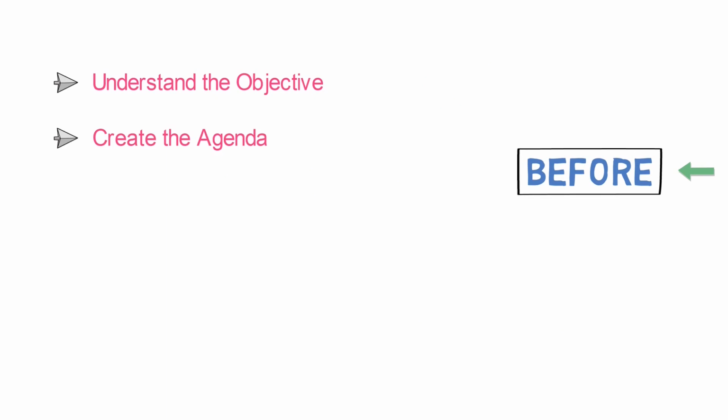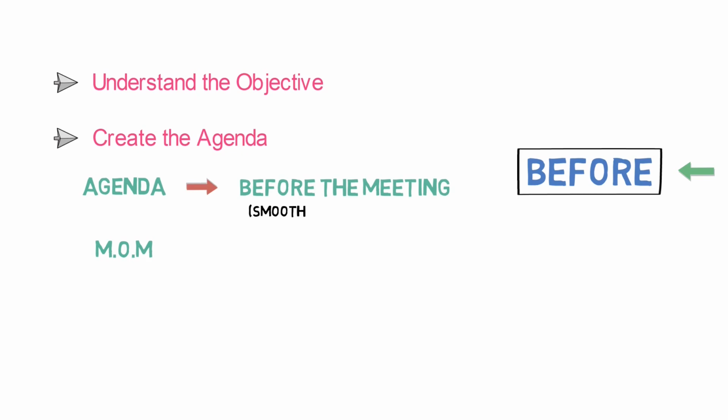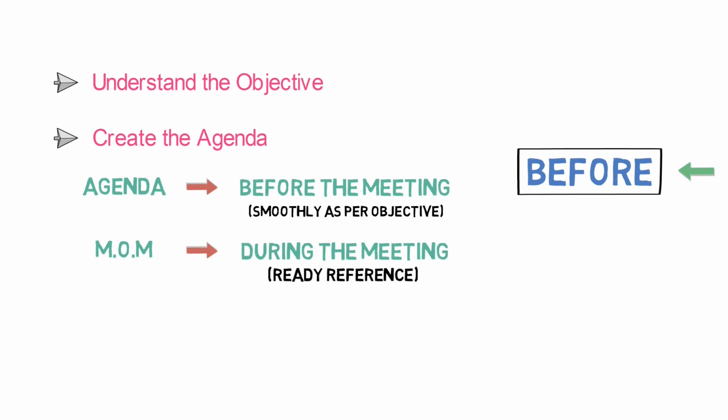Number 1, understand the objective of the meeting. Number 2, create the agenda of the meeting for smooth flow. Please remember the difference between an agenda and meeting minutes. An agenda is prepared before the meeting so that the meeting goes as per the objective, and meeting minutes are prepared during a meeting, which serves as a ready reference for each member. Please remember this difference. And number 3, get your diary along with the pen. Also, a ready-made template along with pre-filled details could come handy.